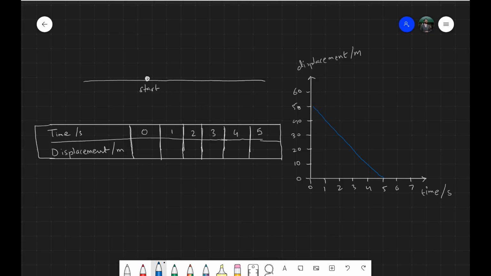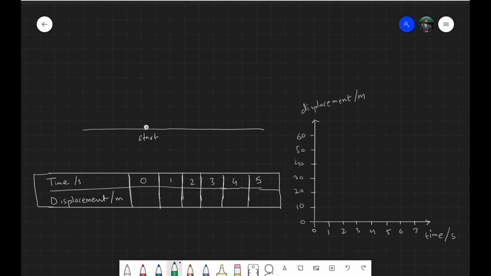Well, it tells me that the car actually starts 50 meters away from the starting point, and then since the gradient of the graph is negative, the car is actually coming towards the starting point, and it reaches the starting point at 5 seconds. I can also say here that it's a straight line, the gradient is constant, therefore the velocity of the car is constant. The velocity is negative, which means that the car is moving in the negative direction.